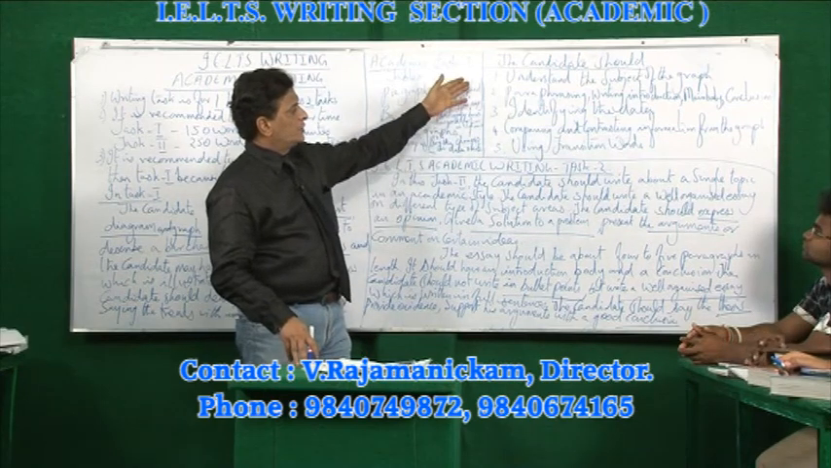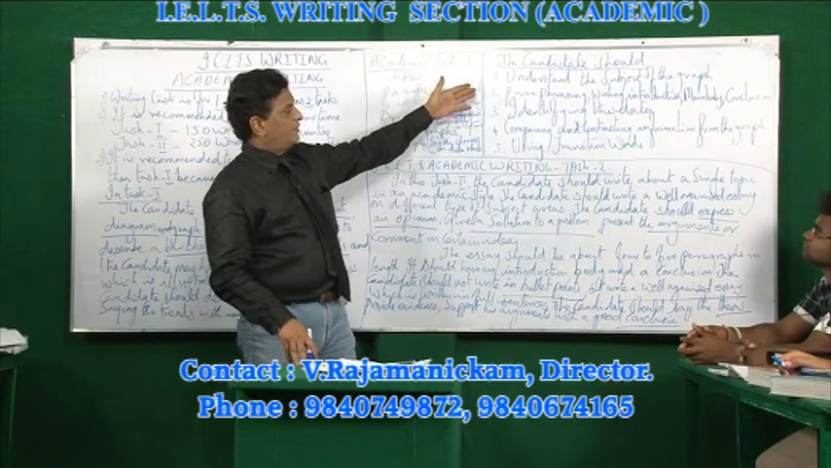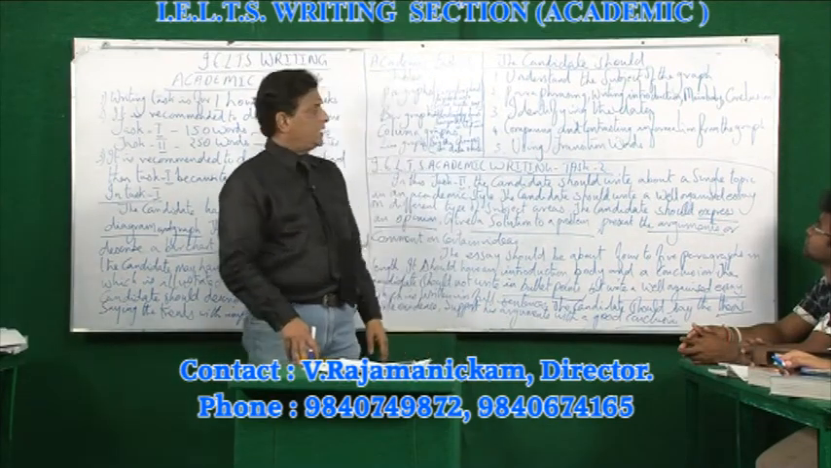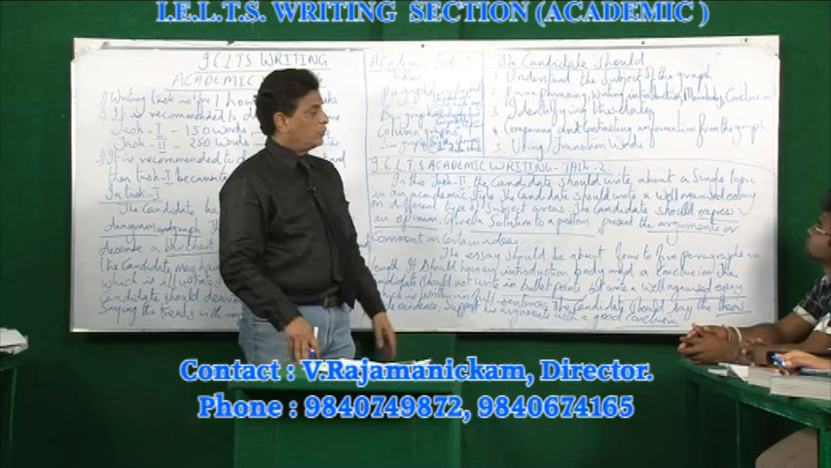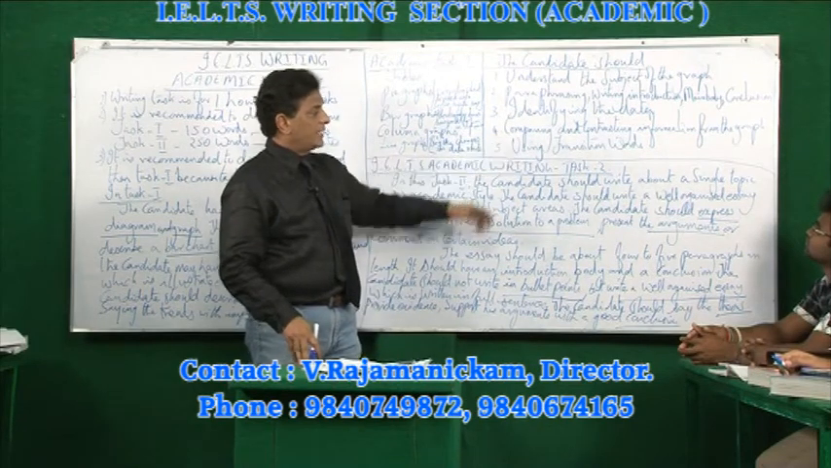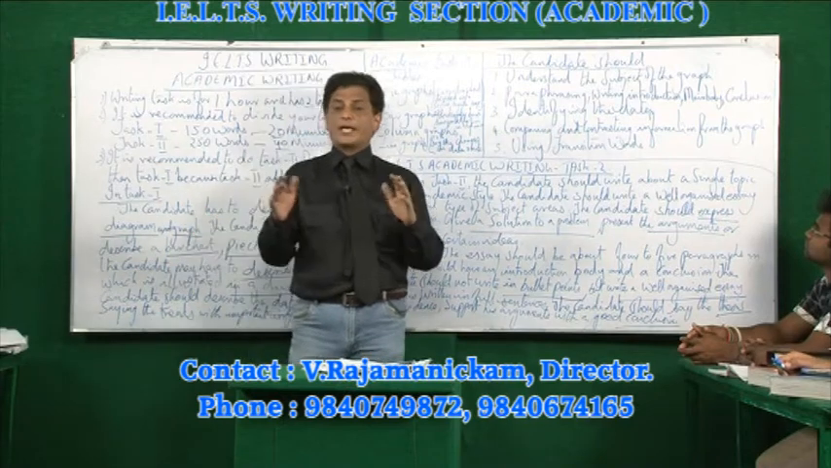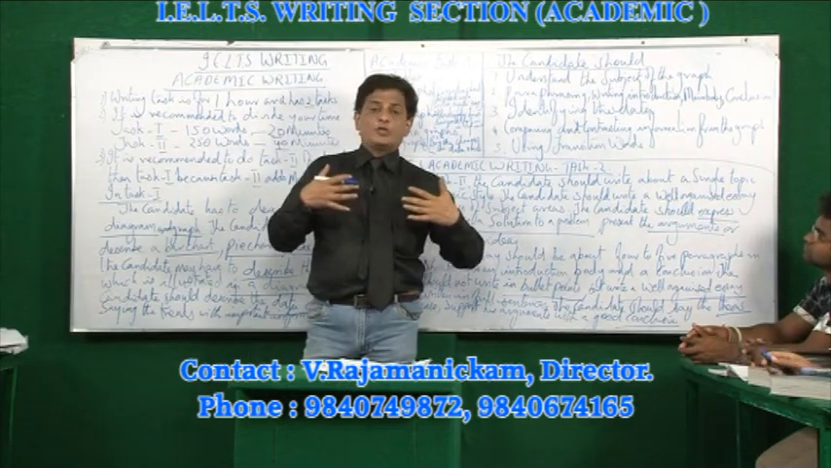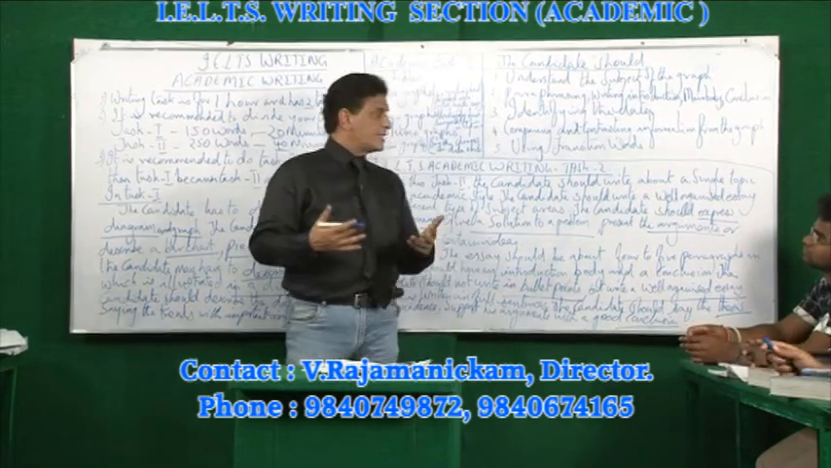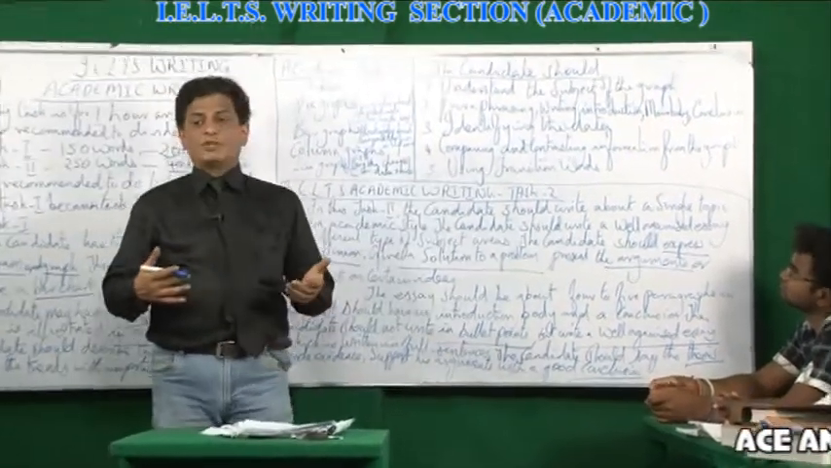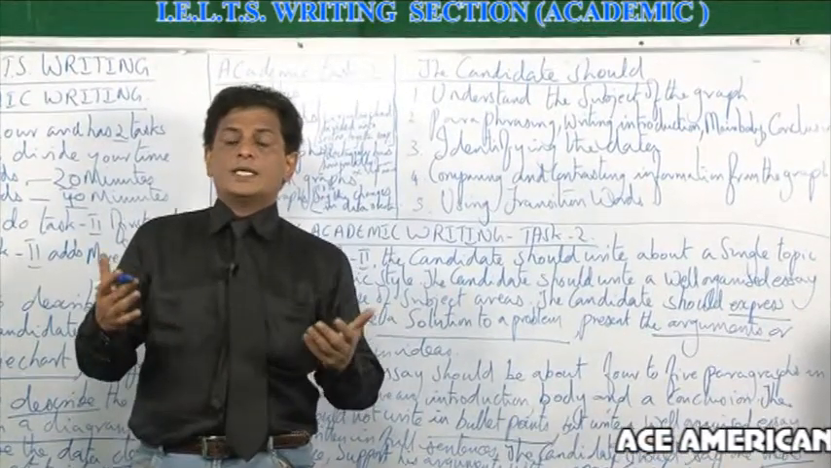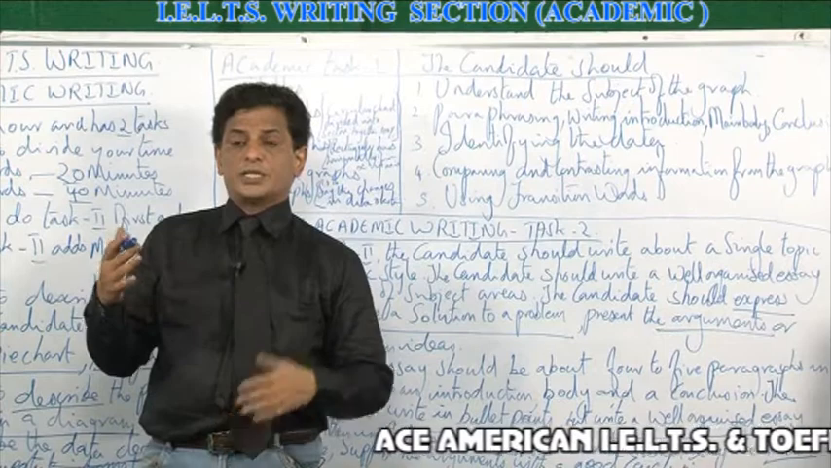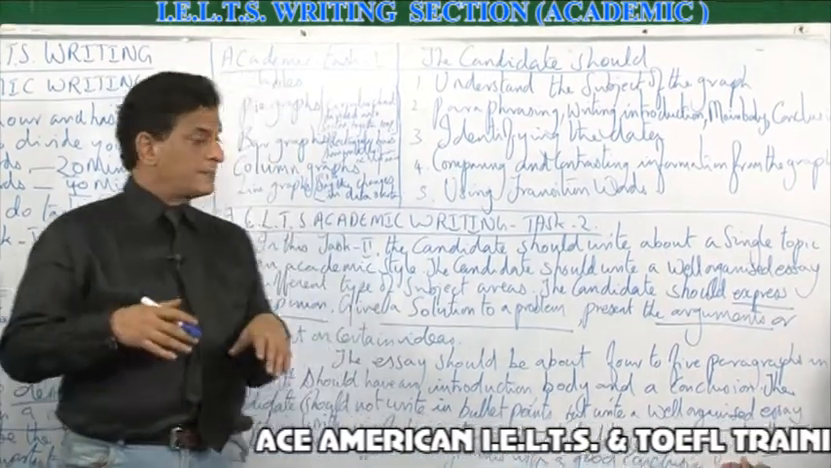So, the candidate should understand the subject of the graph, paraphrase, write an introduction, main body and a conclusion should be there. Next, identifying the data, what the data is all about, then comparing and contrasting information from the graph. You have to compare, see what are the similarities, and you have to contrast and say what are the differences in the graph using transition words. Transition words means what? Comparative words, similarity words, or the words which say the differences.